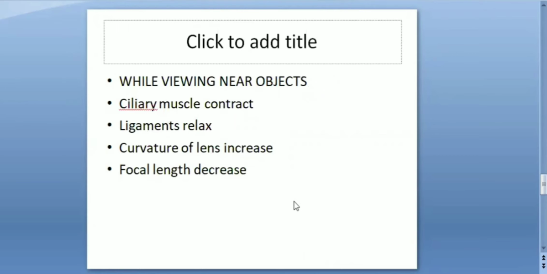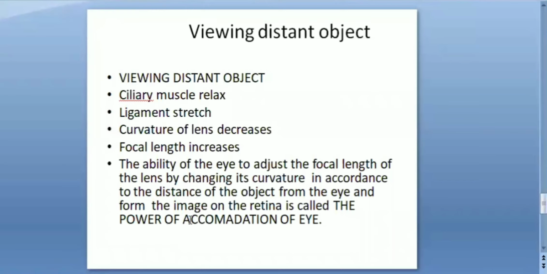Our eye has the ability to adjust the focal length. So that is known as power of accommodation. So listen here. The ability of the eye to adjust the focal length of the lens by changing its curvature in accordance to the distance of the object from the eye and form the image on the retina is called the power of accommodation of the eye.